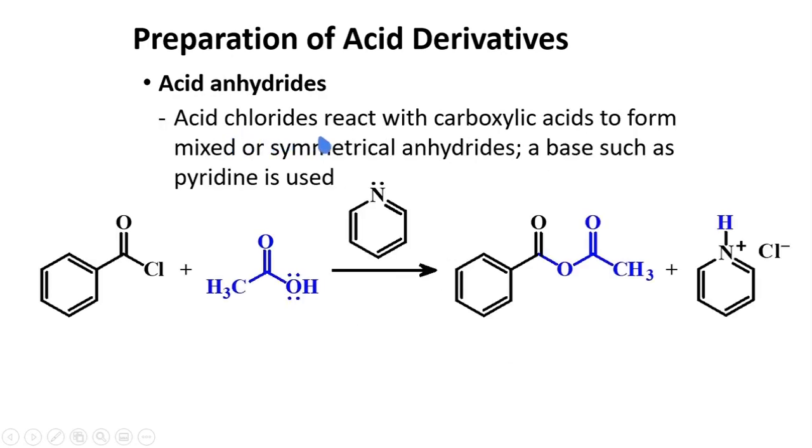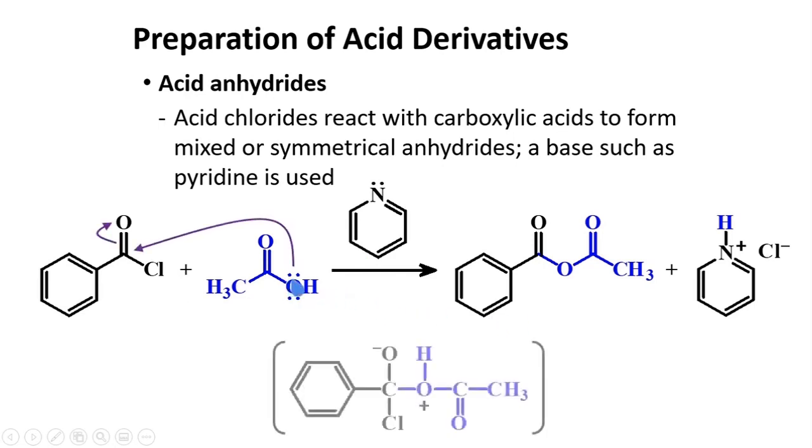Acid chlorides react with carboxylic acids to form mixed or symmetrical anhydrides. A base such as pyridine is used. So essentially, you will need an acyl chloride or an acid chloride and react it with a carboxylic acid. This is pyridine, and you will form a mixed anhydride.